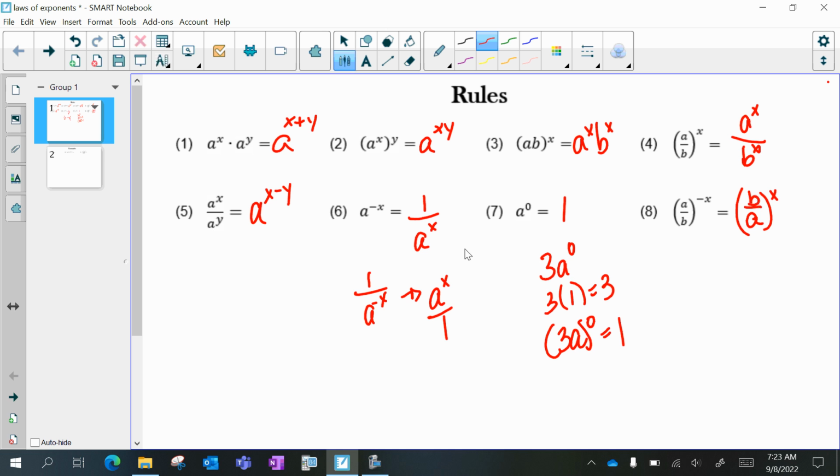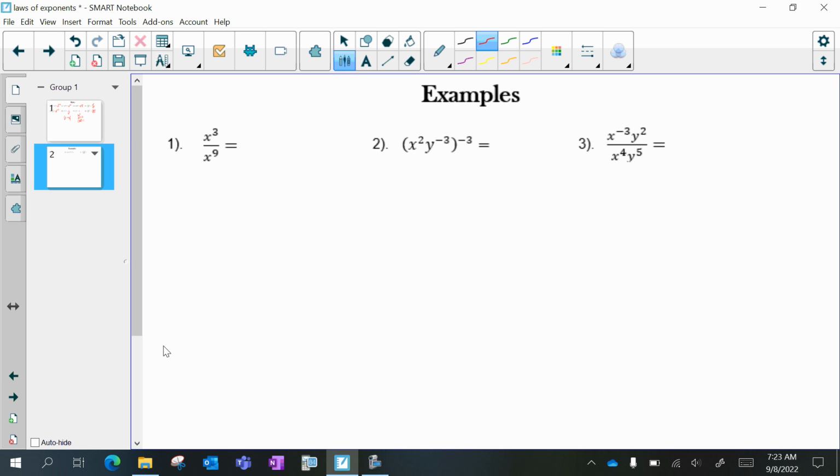Let's take a look at some quick examples to use those rules. So we're going to try to get rid of negative exponents. That's our directions here, even though it's not written at the top. So number one, I have common base. So this is going to be my base of x. But I want to get rid of my negative exponents. So this becomes 1 over x to the positive 6.